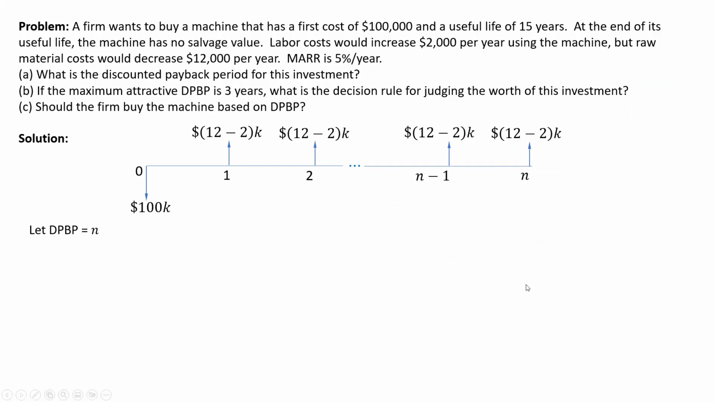Okay, so now DPBP is n years, so present worth. Clearly, minus 100,000 at t equals 0. And the benefits are $10,000. And because it's a uniform series occurring all the way from 1 through n years, project it back using our good old formula. And the present worth should equal 0.